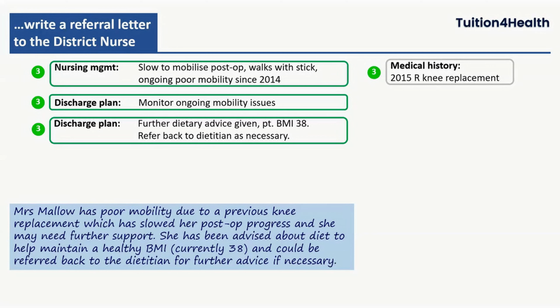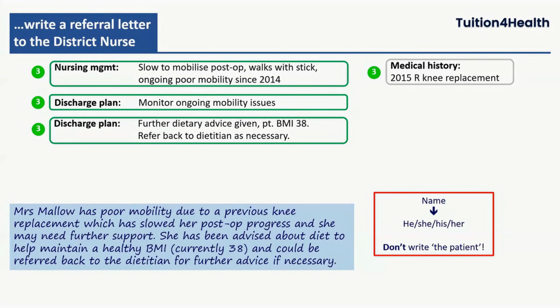The first sentence links together the information about continuing mobility issues since 2014 and her slow progress post-op. The second sentence links together all of that information about her BMI, the dietary advice she has already received, and the possibility of referring her back to the dietitian for more help.